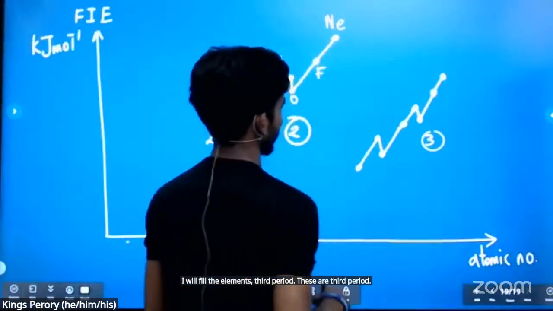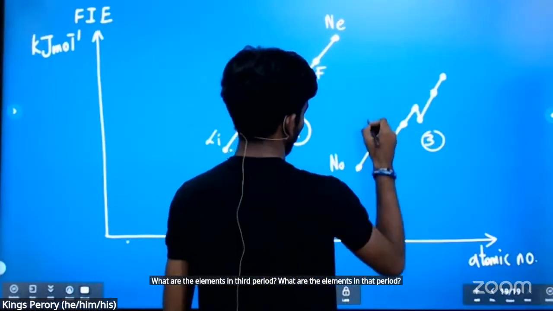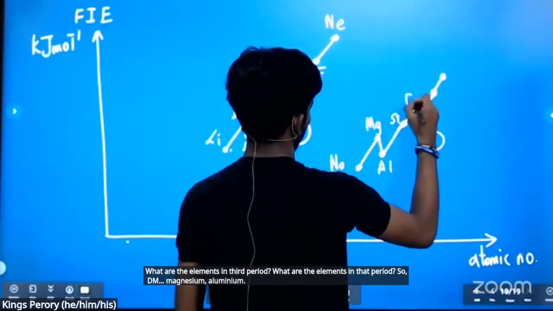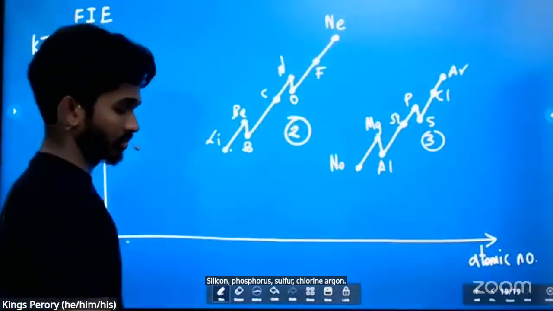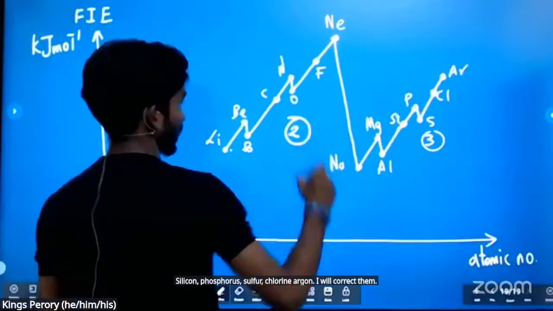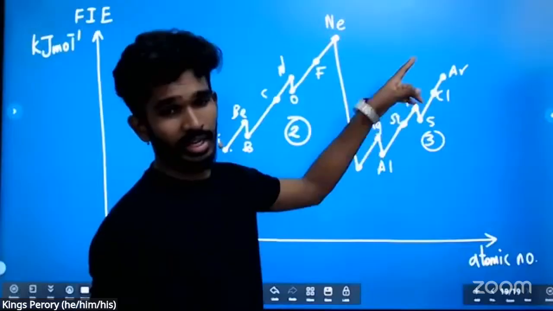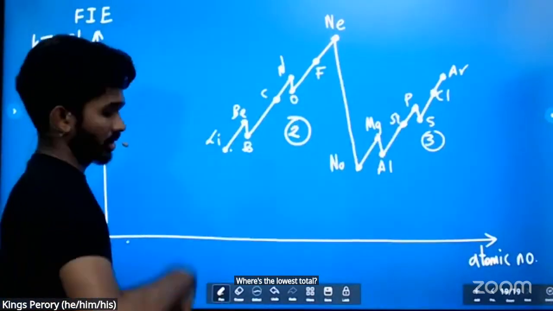What are the elements in the third period? Sodium, magnesium, aluminium, silicon, phosphorus, sulfur, chlorine, argon. Now connect them. Second and third, you connect. In the third period, who has the highest? Argon. Who has the lowest? Sodium.